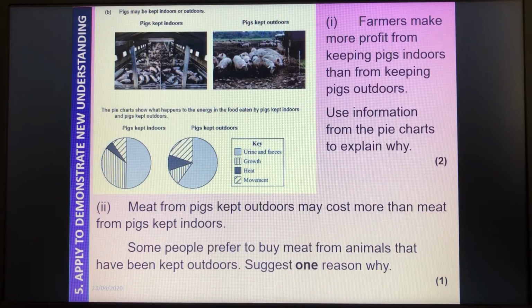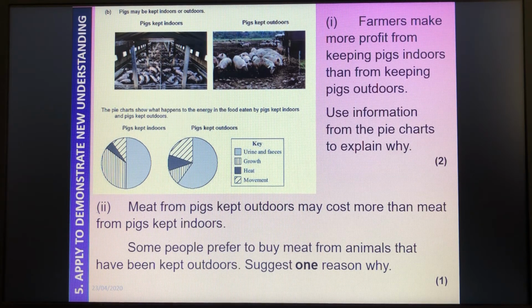Okay. Pigs may be kept indoors or outdoors. The pie charts show what happens to the energy in the food eaten by pigs kept indoors and pigs kept outdoors. Farmers make more profit from keeping pigs indoors than keeping pigs outdoors. Use information from the pie charts to explain why. This does feel like these questions are becoming slightly repetitive. I'm just trying to show you the different styles, the different ways that the same questions could be asked, okay?